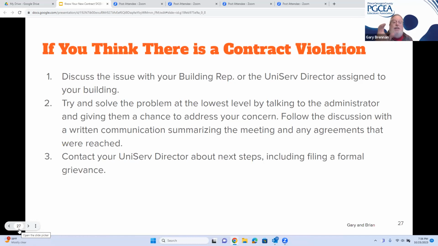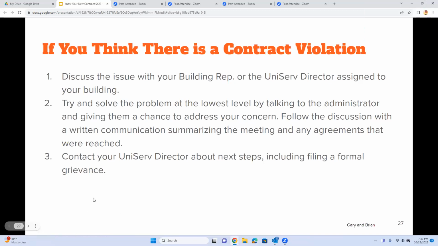That's a really good piece of advice. One thing, and I know our vice president knows this, always document these things. Keep notes, keep records. And if you meet with the principal, I always tell people, send an email after the meeting. This is my understanding. This is what you said you were going to do to stop this violation. And if they don't respond to you, then you could assume they agree with you. If they respond with something that's different, you need to get the UniServ director involved.